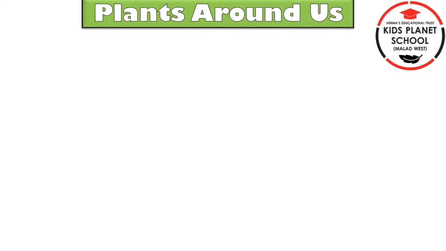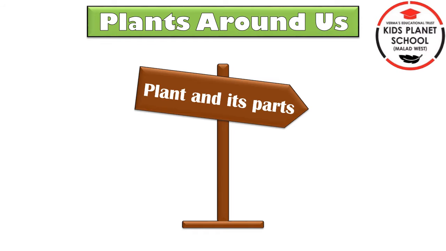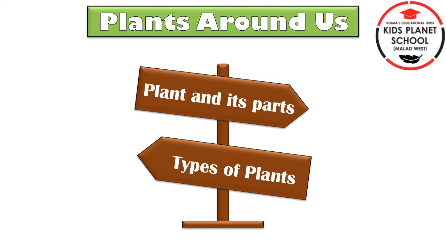Children, today we are going to start a new lesson. The name of the lesson is Plants Around Us. Children, we will study this lesson in two parts. Part 1, Plant and its parts. Part 2, Types of plants. So let us begin with our first part, that is Plant and its parts.